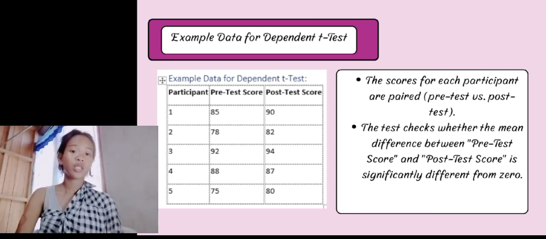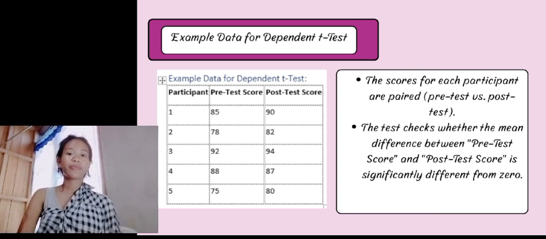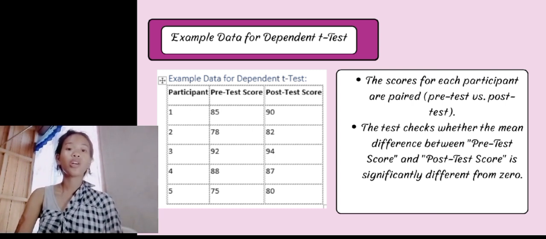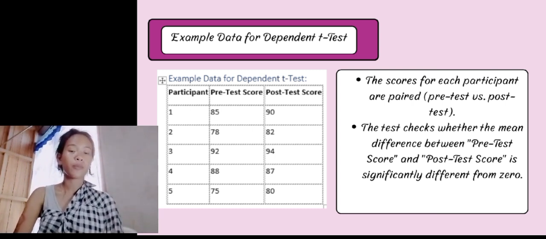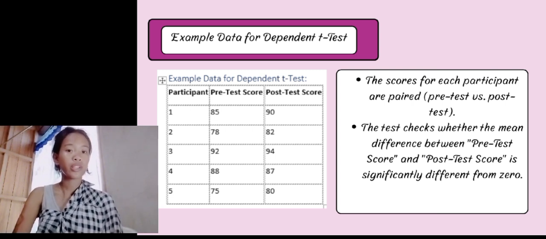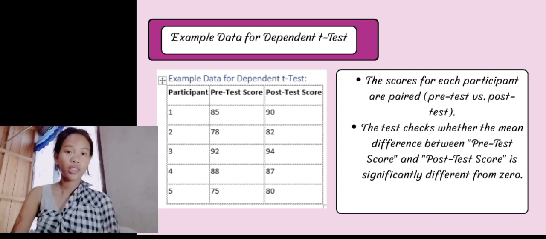The scores for each participant are paired, pre-test versus post-test. The test checks whether the mean difference between the pre-test scores and post-test scores is significantly different from 0. And that's all. Thank you.